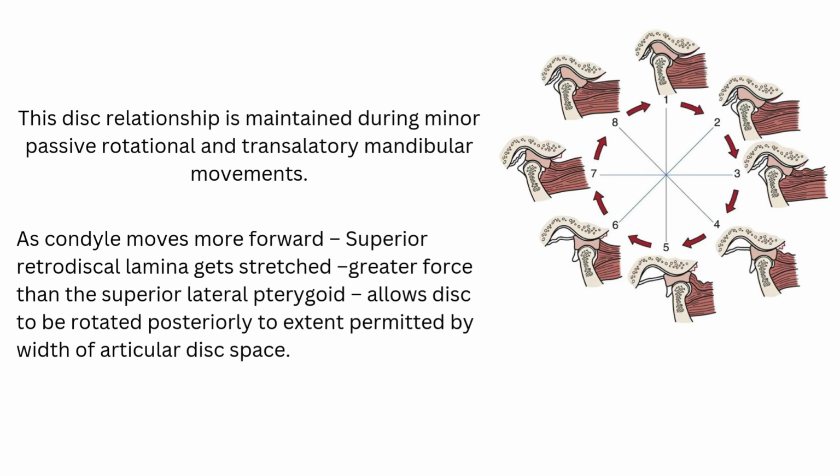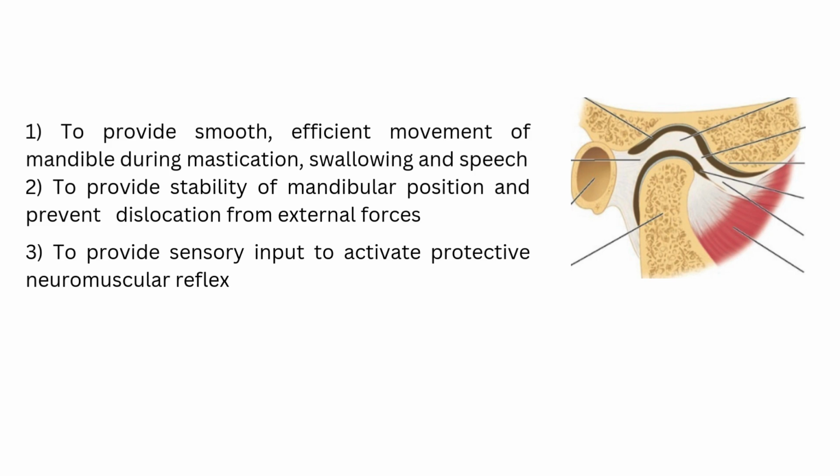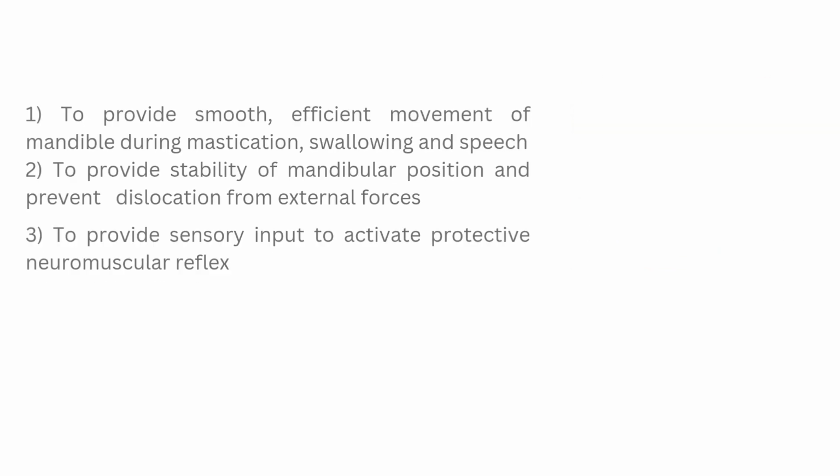As the condyle moves more forward, the superior retrodiscal lamina gets stretched. Greater force than that of the superior lateral pterygoid muscle is applied. This allows the disc to be rotated posteriorly to the extent permitted by the width of the articular disc space of the TMJ. So basically it provides smooth, efficient movement of the mandible during mastication, swallowing and speech, provides stability of mandibular position and prevents dislocation from external forces, and provides sensory input to activate protective neuromuscular reflex. Thank you.